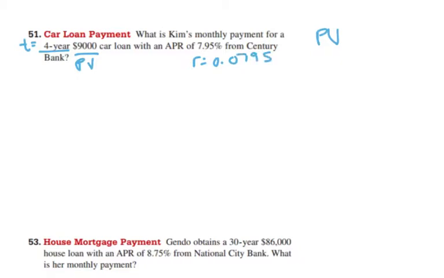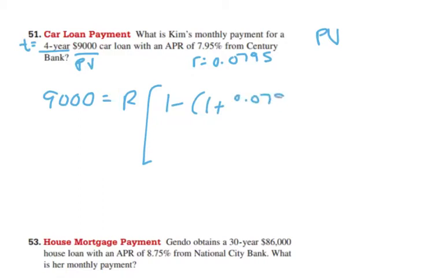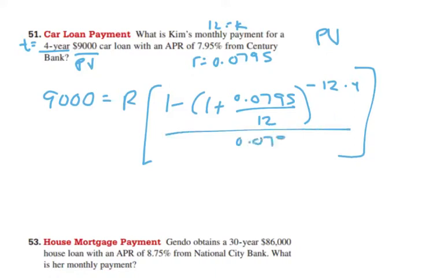Alright. So in the present value equation, we need 9,000, and then that's going to equal the R. We're trying to find out the monthly payment. 1 minus 1 plus our rate, which is 0.0795, over a monthly payment, so 12, equals our K. Bringing that to the negative 12 times T, which is 4 for 4 years. And then all of that divided by 0.0795 over 12. So again, we'll find this digit and eventually divide it into 9,000.